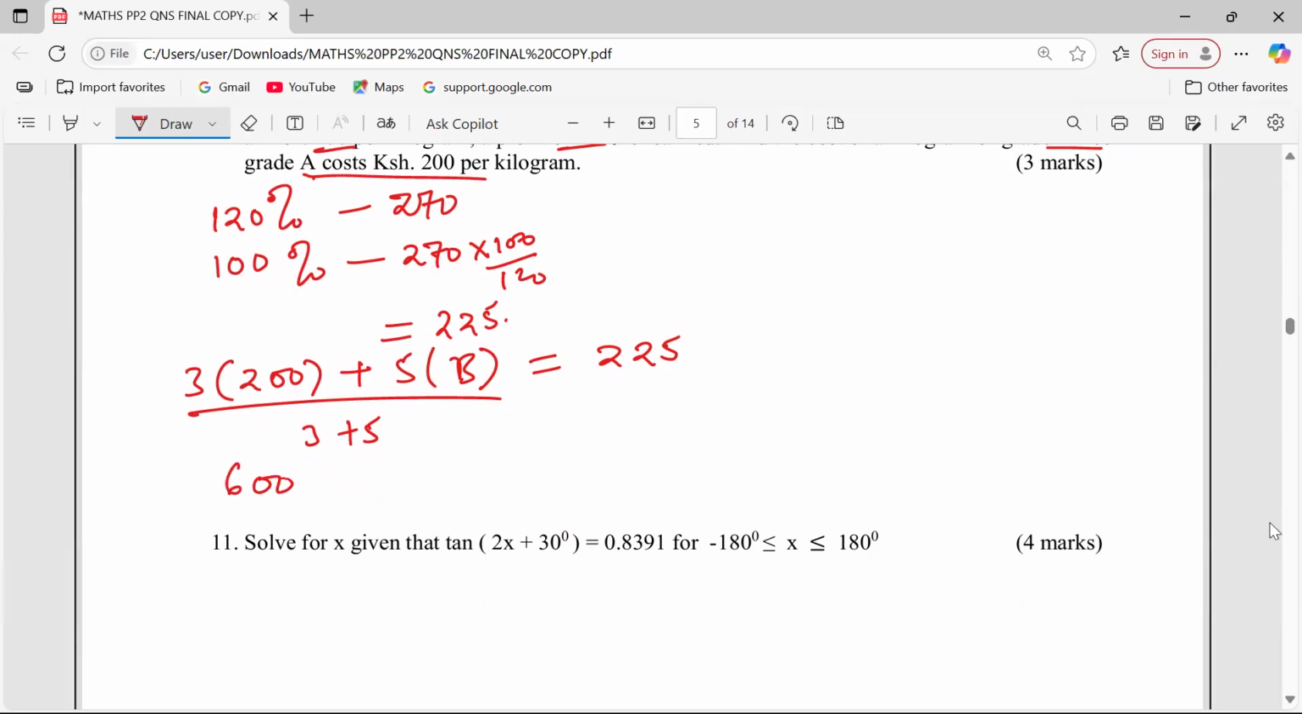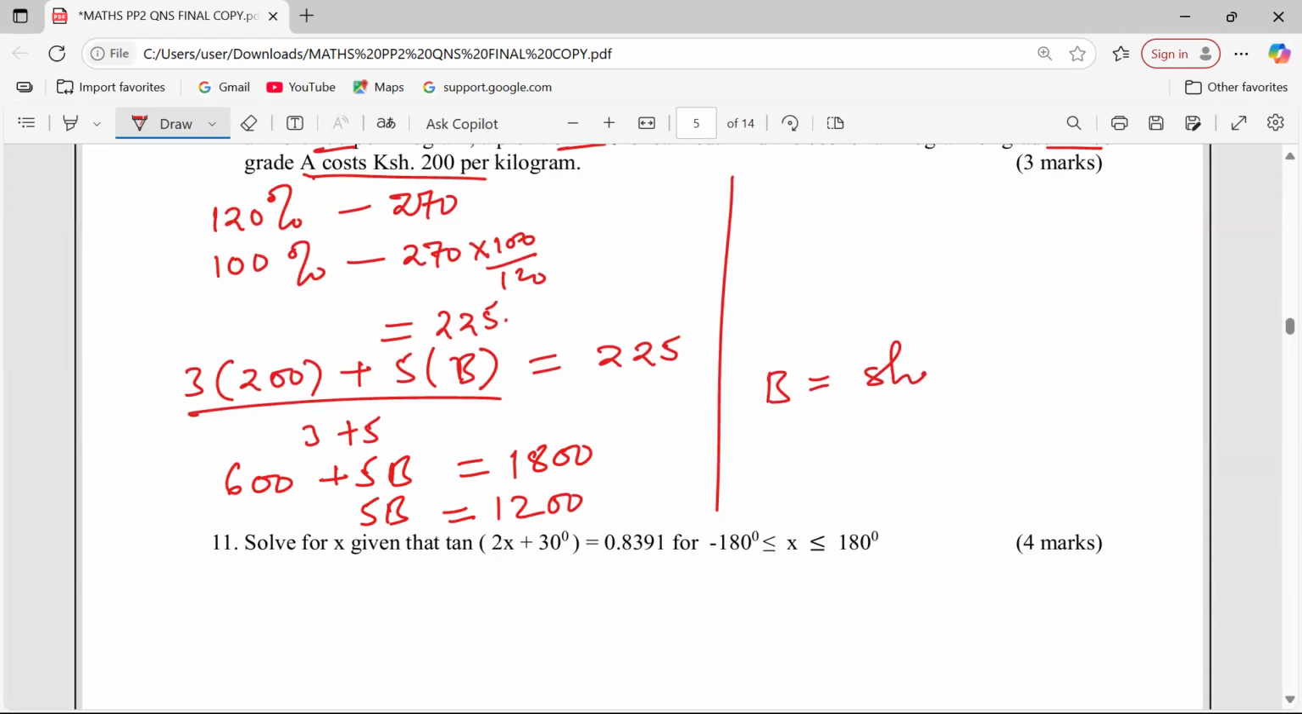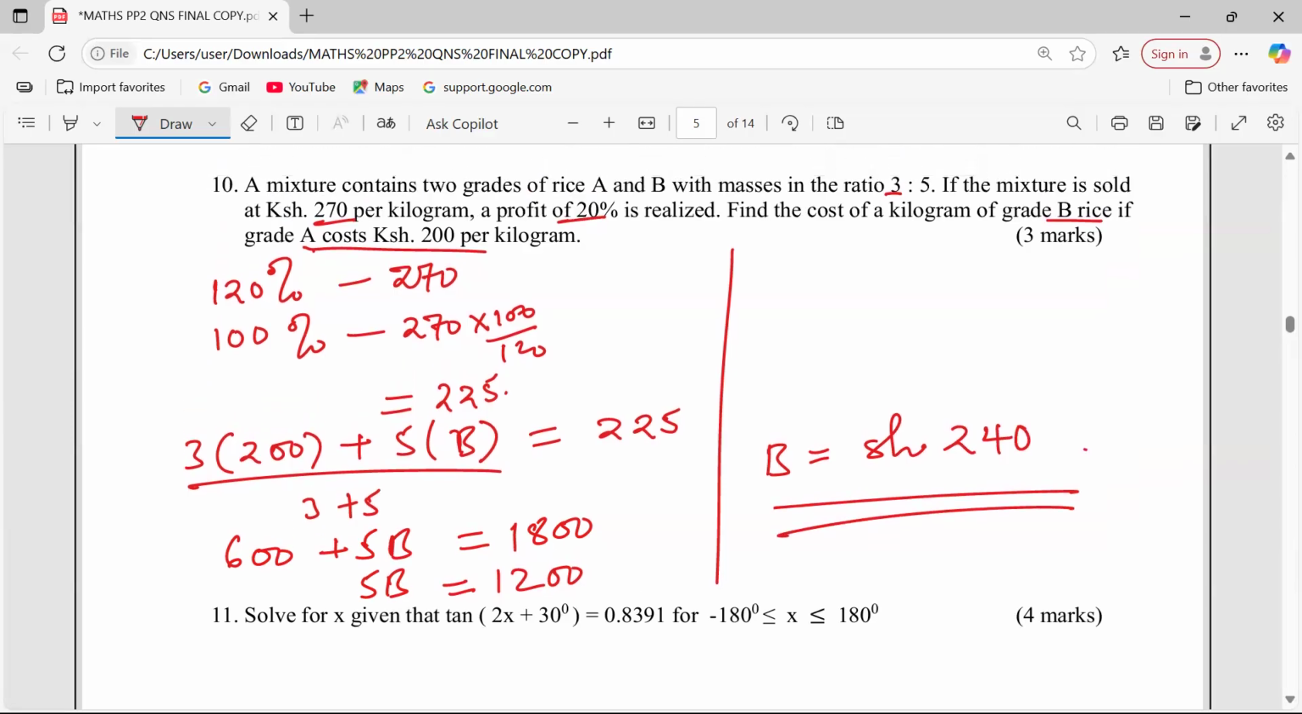So this 600 plus 5B equals 225 times 8. We get 1800. So 5B equals 1200 when you subtract there. The value of B shall be 1200 divided by 5, giving us 240. So 1 kilogram of B will cost 240.